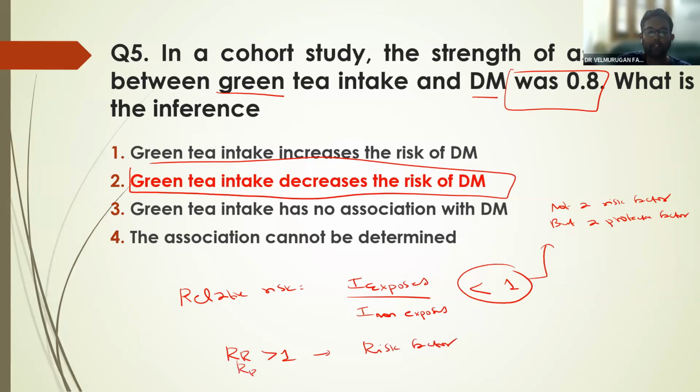Relative risk equal to 1 means no association, neither a risk factor nor a protective factor. Like even if you love Aishwarya Rai, she doesn't know about you. That is no association. She doesn't even care about you. So no association, relative risk equal to 1.